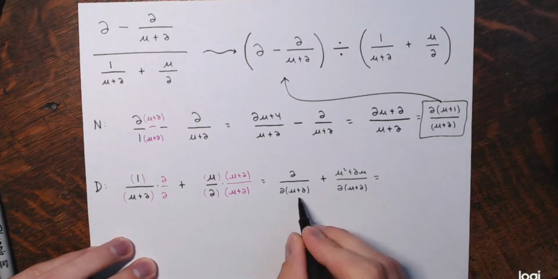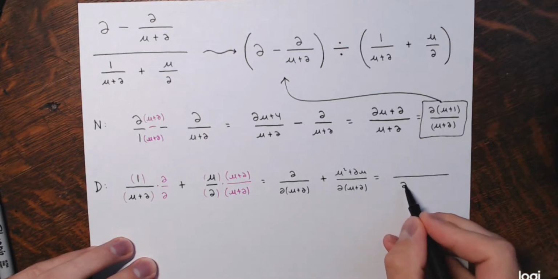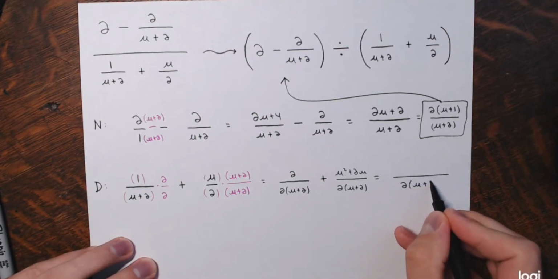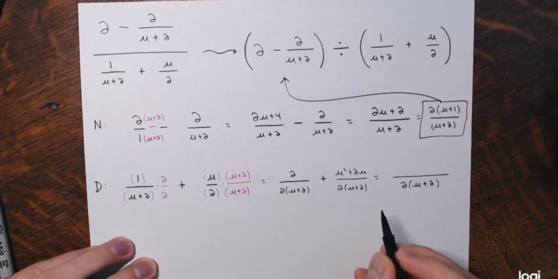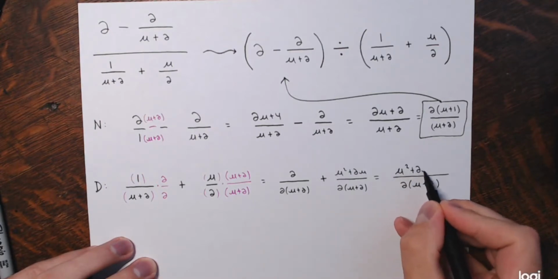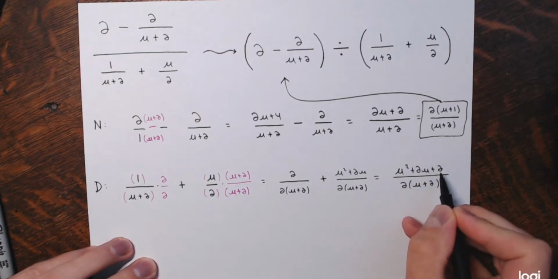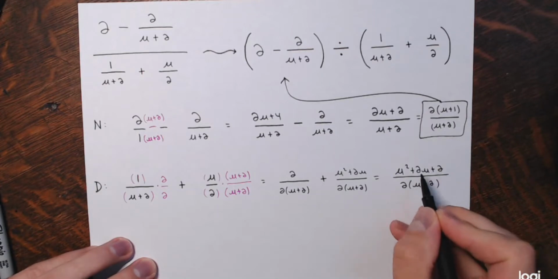And now they have the same denominator. I'm adding them. That'll be the denominator of the sum, 2 times the quantity u plus 2. And the numerator, adding those terms, you just have u squared plus 2u plus 2. And this is not factorable. There are no factors of 2 that add up to 2.